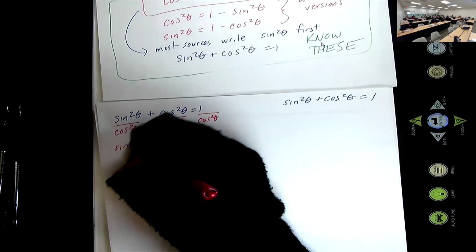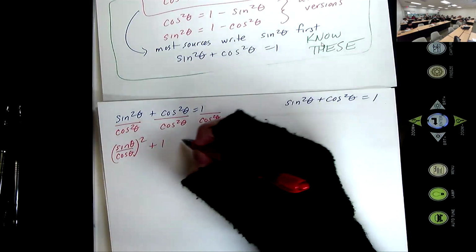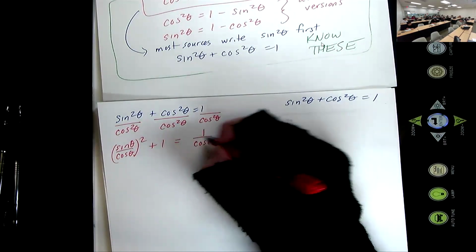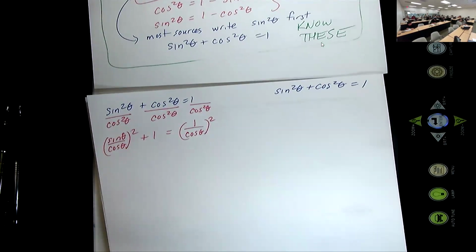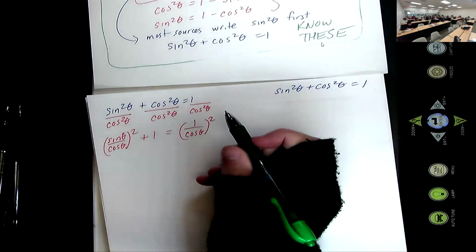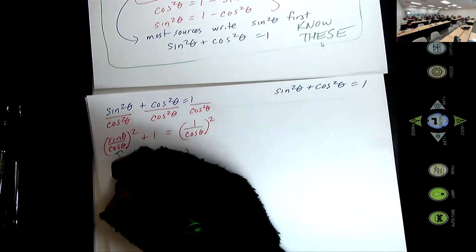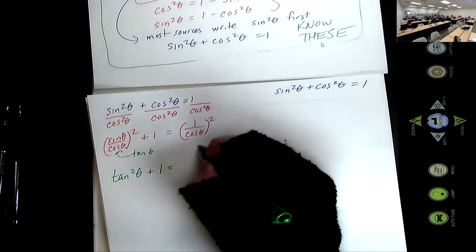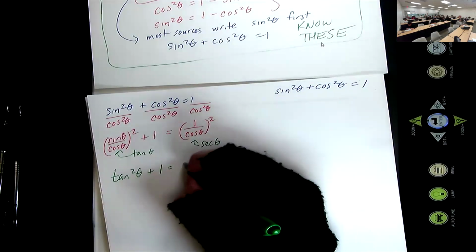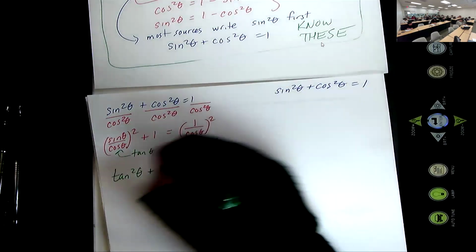This is sine theta over cosine theta, squared, written another way. And this is 1 over cosine theta squared. Well, that's tangent. So another version of this equation is tangent squared theta plus 1. Well, that's secant theta. Tangent squared theta plus 1 equals secant squared theta. That's important.